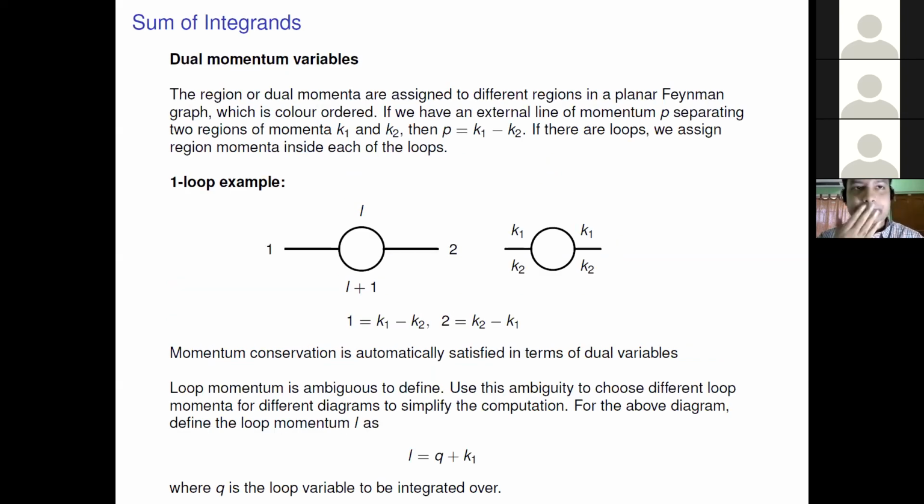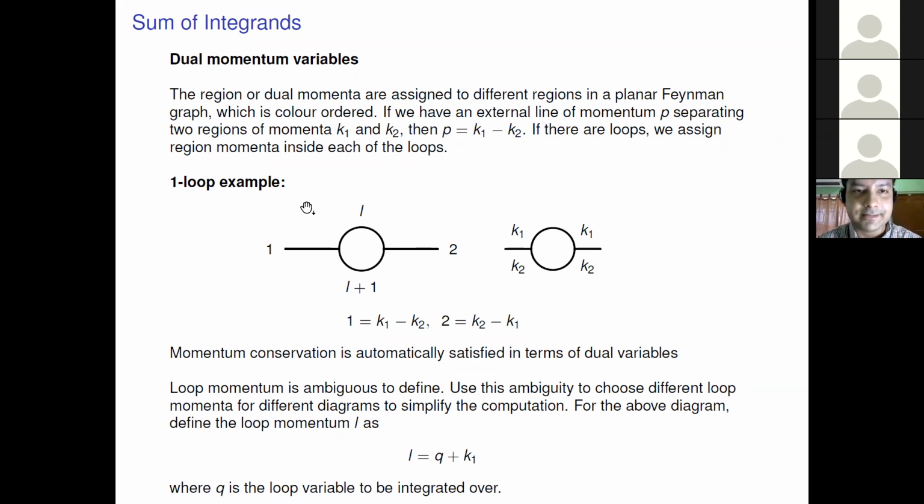Okay, so next I move on to the second part of the talk. To do that, I digress a bit into some of the technicalities. Again, there is an understanding of dual momentum variables. So what are dual momenta? In a planar Feynman graph, which is color ordered, we ascribe region or dual momenta to different regions in a planar Feynman graph. So if you have an external line of momentum P separating two regions K1 and K2, then P is given by K1 minus K2. And if there are loops, then we assign the region momenta inside each of the loops.